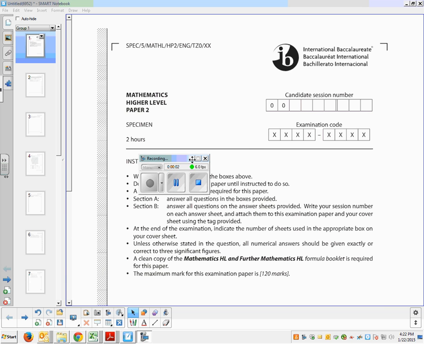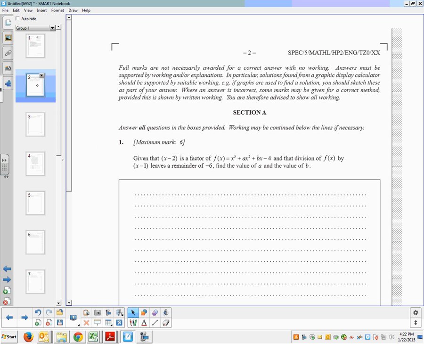Okay, this is the first part of the paper 2. And the first question is all about the factor theorem and the remainder theorem. So I've got x minus 2 is a factor of that. Means that f of 2 is equal to 0.